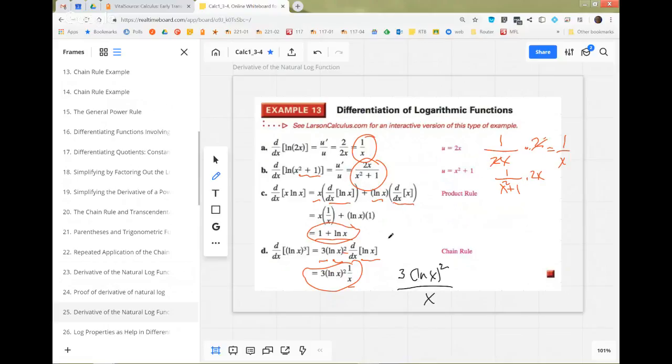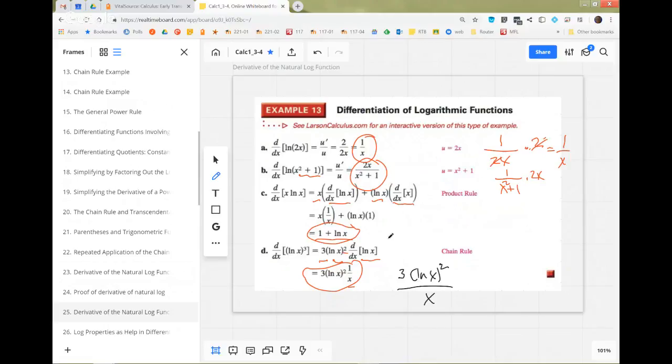So let me just pause a few moments. Any questions? In example D, is it like 3 times the natural log x squared? Is that multiplying by the natural log x, and that's how you get the final product? That means 3 times the natural log of x times the natural log of x again. Okay. So it's literally whatever the natural log of x is, that has to be multiplied by itself.